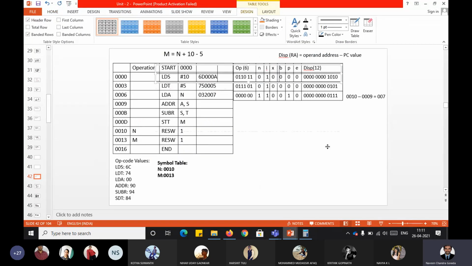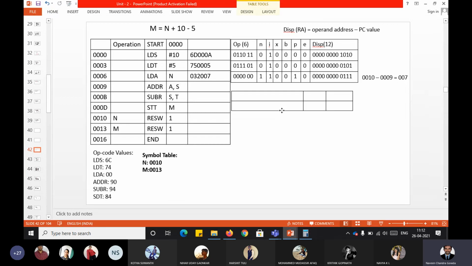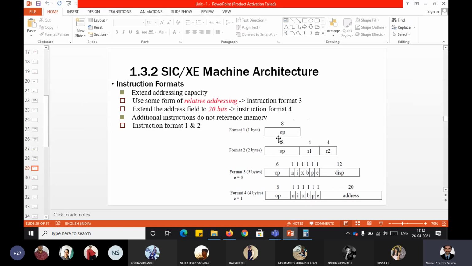Students, if you are not understanding, please ask me. Don't be idle, because these are very important to understand and work out. Okay, so now I hope it is visible to you all. Based on your format 2, you can observe that the opcode is of 8 bits, followed by register 1 and register 2, which are of 4 bits each. That's what you can observe.